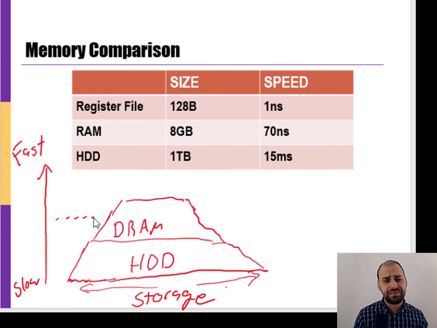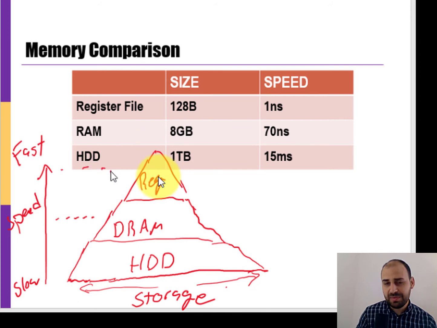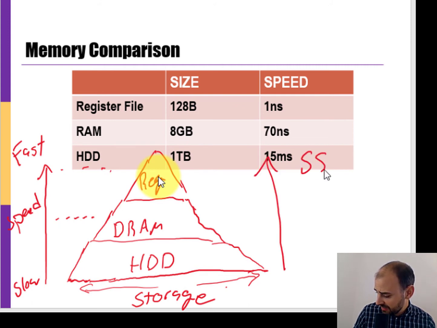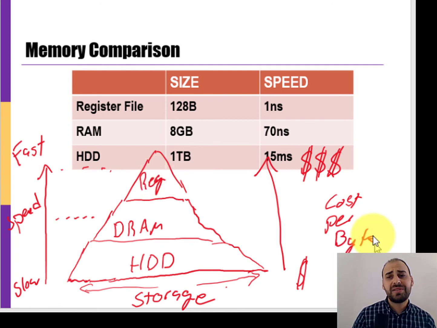Smaller storage, but faster. So here's our speed. And then up here, if we have our registers, they're exceptionally fast, but we have the smallest amount of storage. We can also plot cost here. If we plot cost per byte, the amount of money it costs per byte of the registers is extremely expensive versus very inexpensive for the hard drive. So this pyramid shape here is typically how the memory hierarchy is drawn.